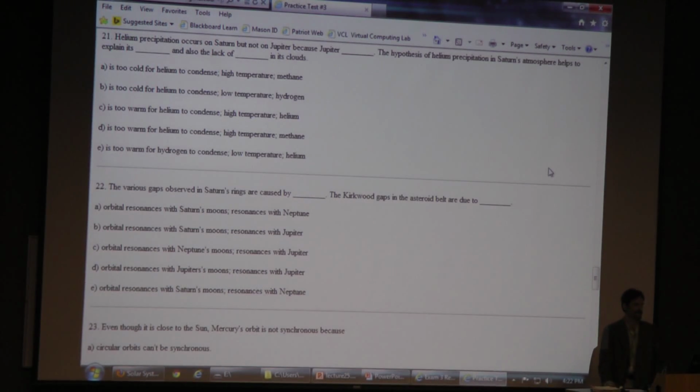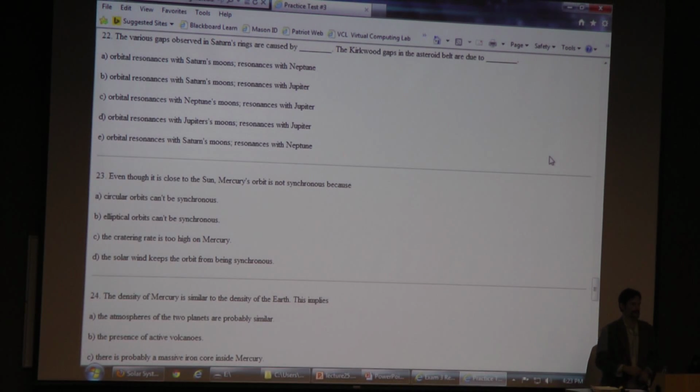All right, we talked last time about helium precipitation on Saturn. It occurs on Saturn but not on Jupiter because Jupiter is a little too warm for helium to condense. So that would narrow it down to either C or D, right? And then the hypothesis of helium precipitation helps to explain its higher temperature. It's not really a high temperature, it's just a little higher than expected. And also the lack of helium, not methane, but helium. So the correct answer would be C.